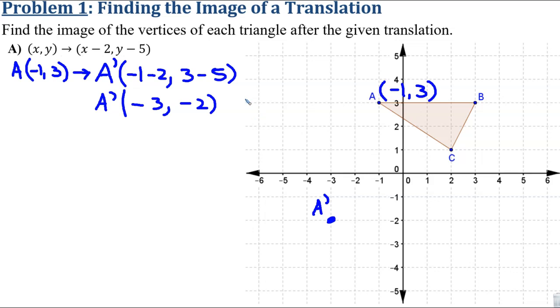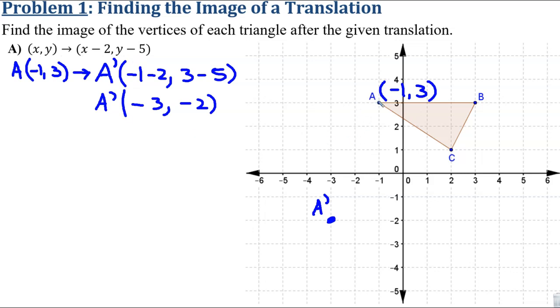Now the other way, and probably the more convenient way with our graphs, is to think of things more visually. We can think about what this rule is doing to each point when I subtract 2 from the x and 5 from the y. Well, my x direction is my left and right direction. Y direction is up and down. So if I'm subtracting 2 from the x's, that's just going to move all my points left 2. And subtracting 5 from the y is going to move all my points down 5.